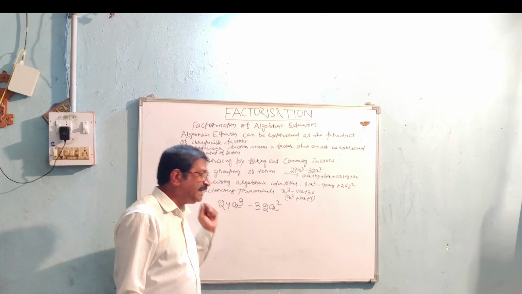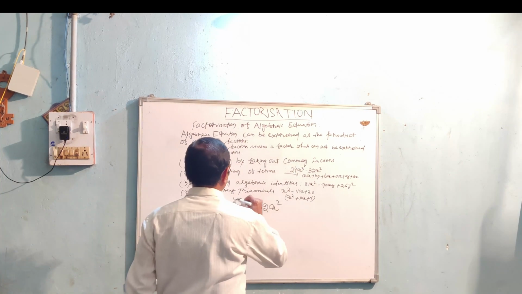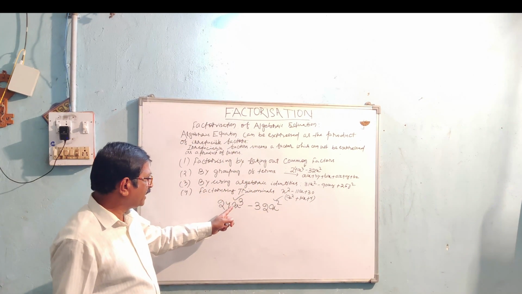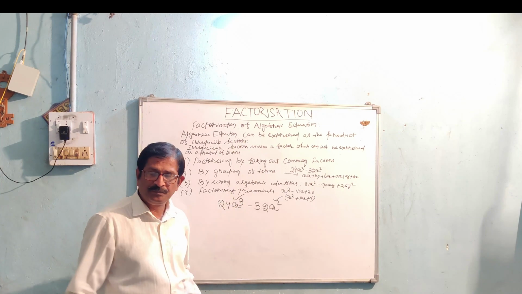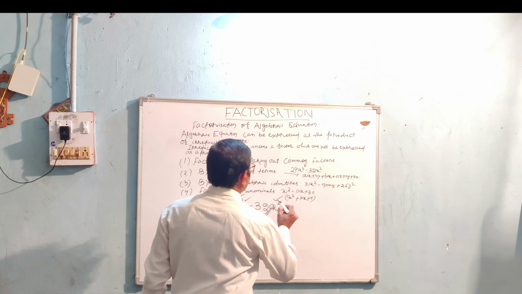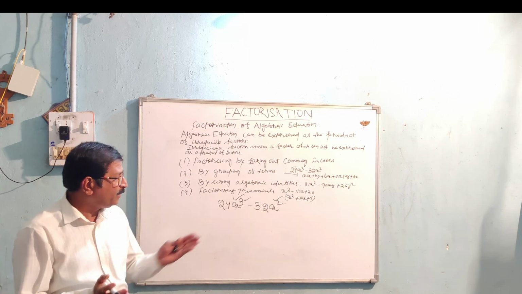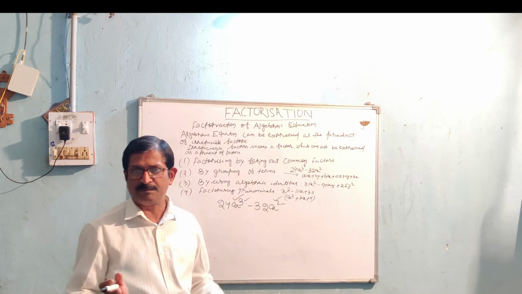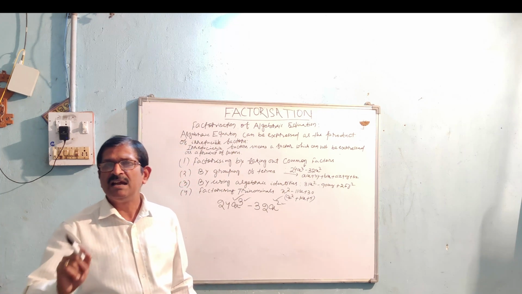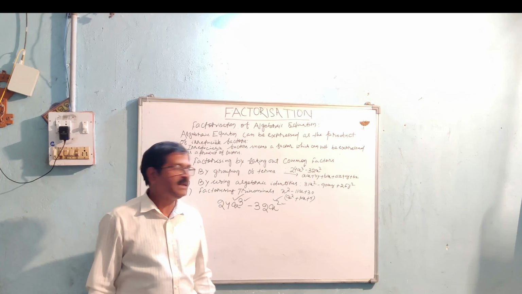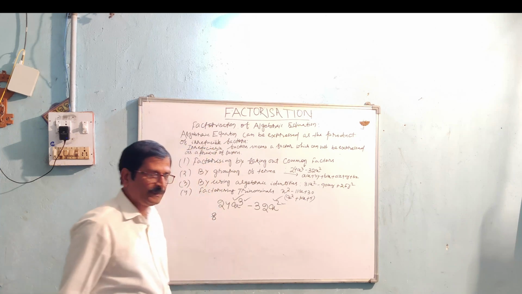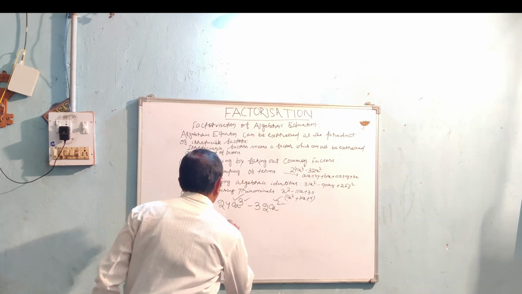Go for the literal part. Here it is x cube and here it is x square. Between these two, the higher exponent is 3 and the next one is 2. Whenever we have two exponential terms of the same variable, we have to take the lower one as the common. So we can take 8 and the lower exponent, that is 8x square.